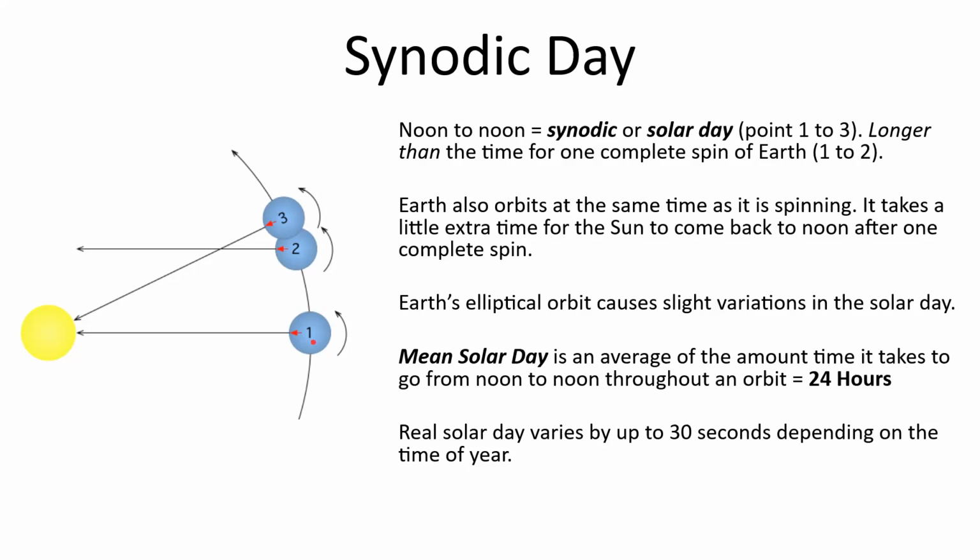Now, we call it a mean solar day because the Earth's orbit is a little bit elliptical, just a tiny, tiny bit, and that causes the speed of the planet around the sun to change ever so slightly throughout the year. And so that actually changes how long it takes to get from point 1 to point 3. And so across the entire orbit, it's not completely the same. It varies by up to 30 seconds either way. And what we do is we define the mean solar day. So it's the average amount of time to get from point 1 to point 3 across an entire orbit around the sun for Earth. And so that we define as 24 hours exactly. So exactly 24 hours is the mean solar day.